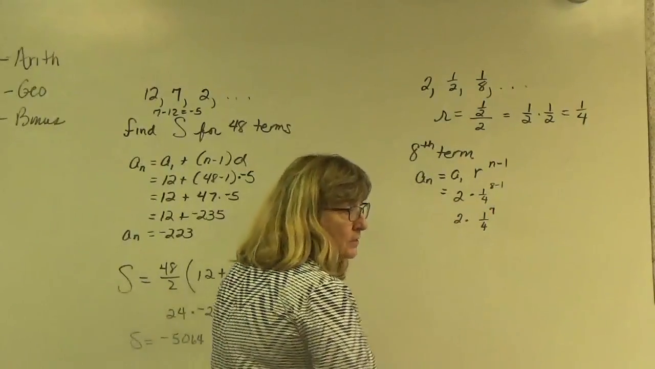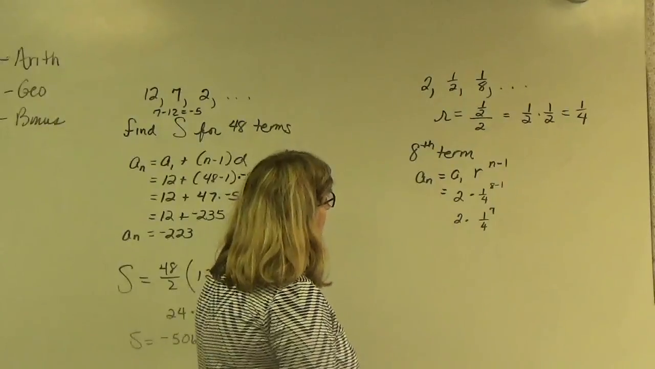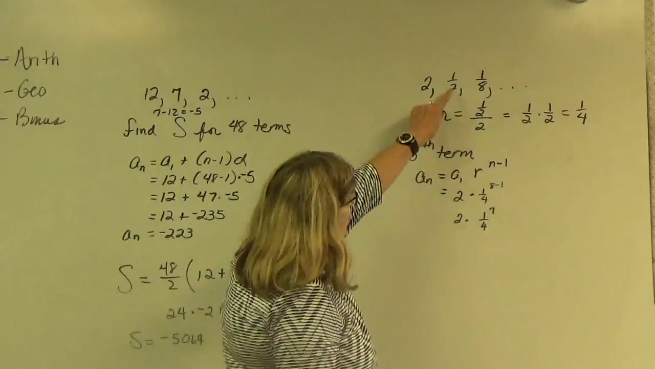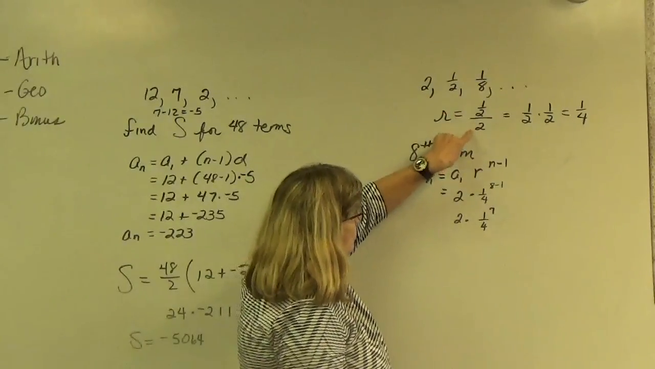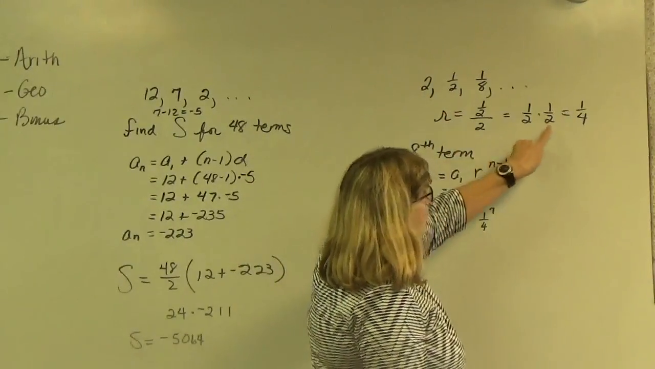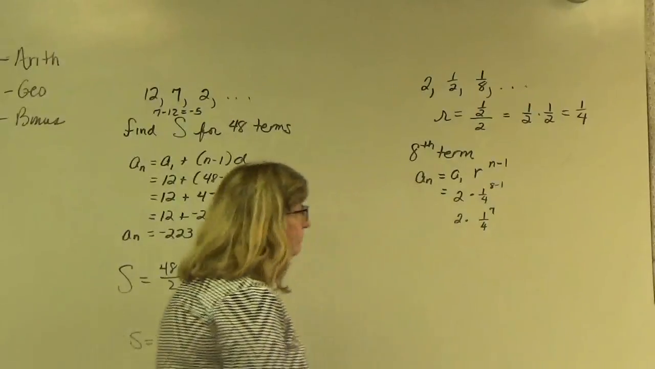Hold on, I have a question. Yes. How did you get that for your r? Shouldn't it be, you take the second term divided by the first. Right. So 1/2 divided by 2. When you divide by 2, don't you invert it? Okay, yeah.